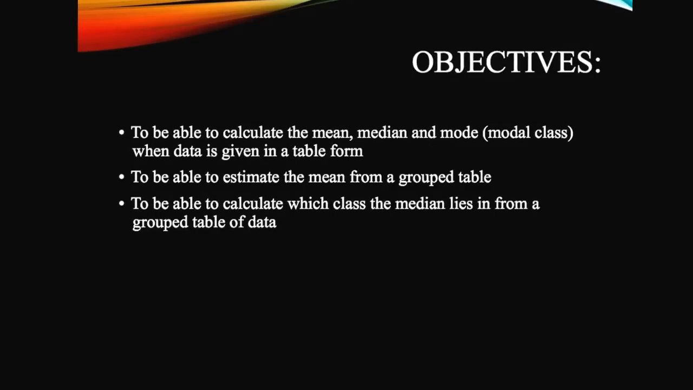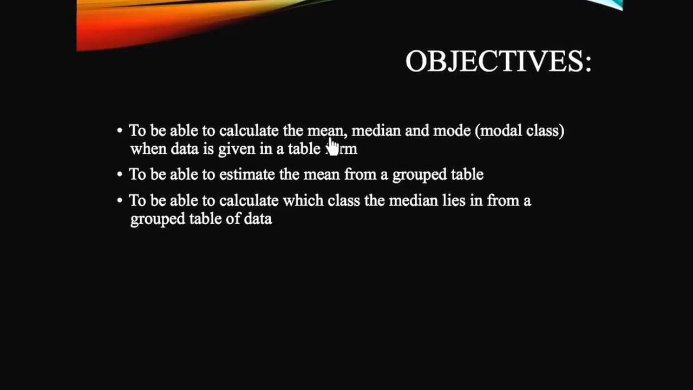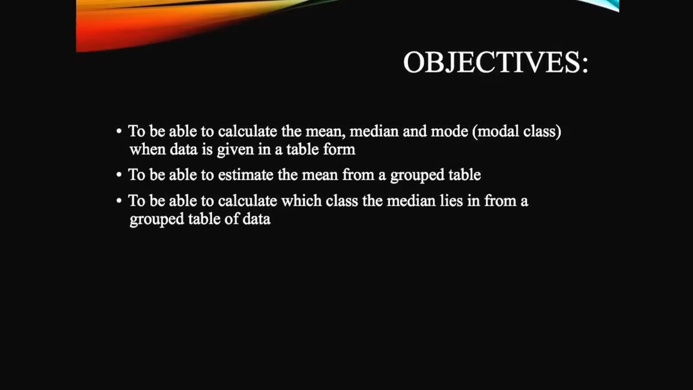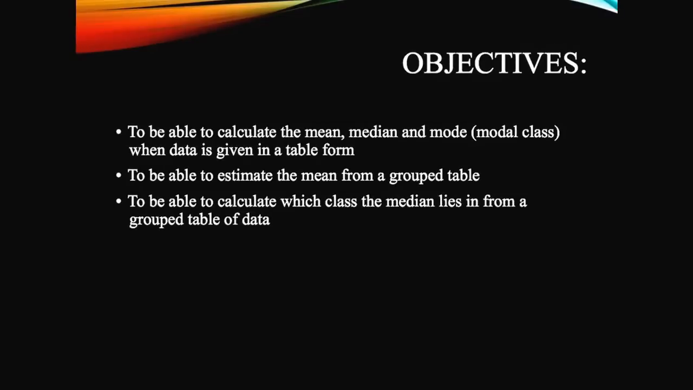Okay, let's see what we're doing in this video. So the objectives of this video, we want to look at calculating mean, median and mode, or sometimes called the modal class depending on the data, when the data is given in a table form. So this isn't when you just get a normal list, it's going to be in a table form. We're going to look at estimating a mean when we've got a grouped table, and we're going to look at calculating which class the median lies in when we've got this sort of table of group data.